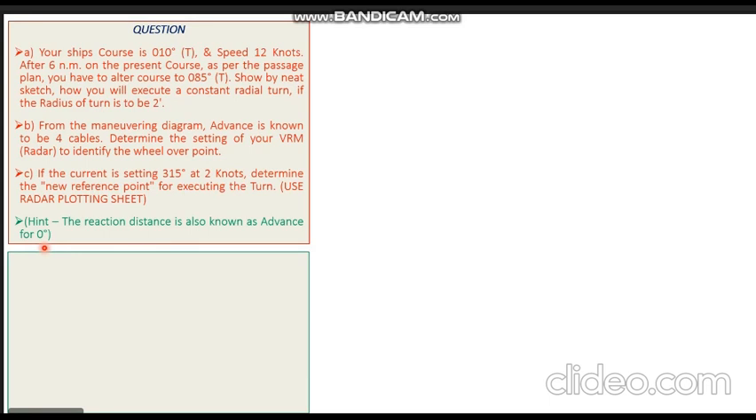Now after this, the vessel is going to alter its course by 1 degree, 2 degree, 3 degree, and so on. So this advance given here is to be used as the reaction distance, which in this case is 4 cables or 0.4 nautical miles. So let's try to do this question now. They have told us to use a radar plotting sheet.